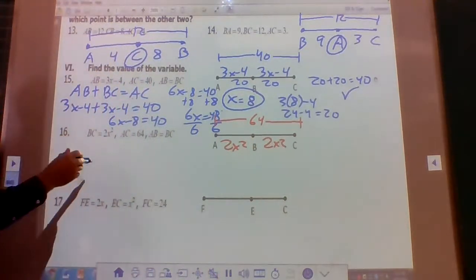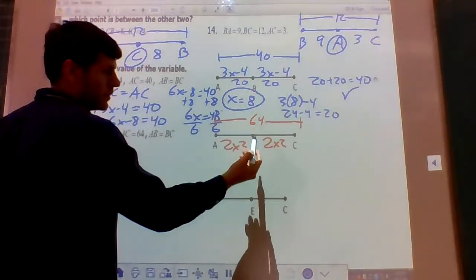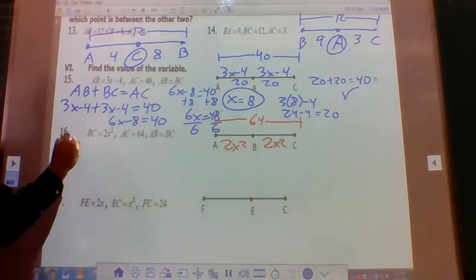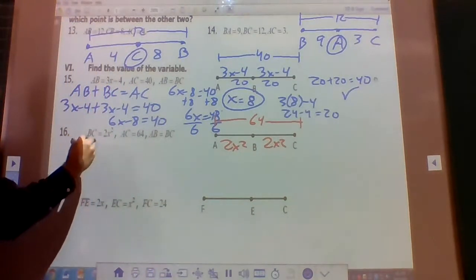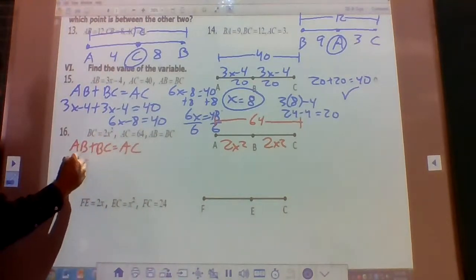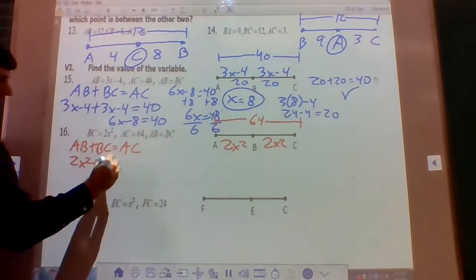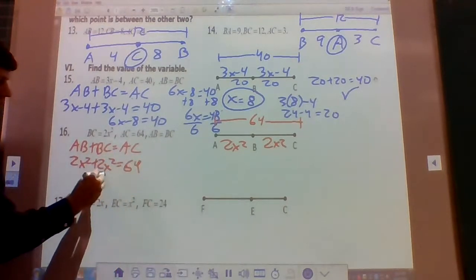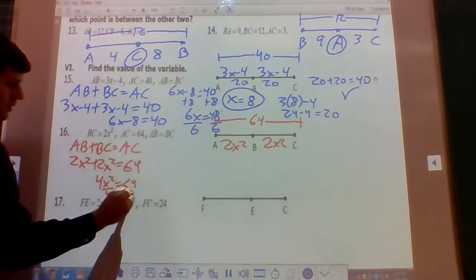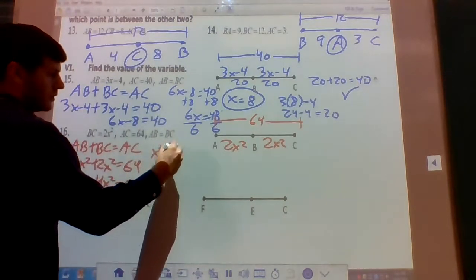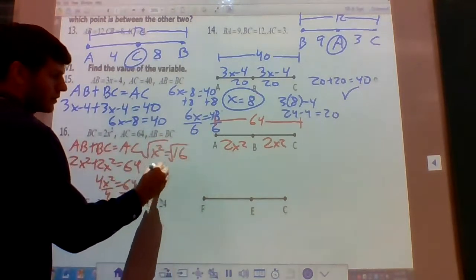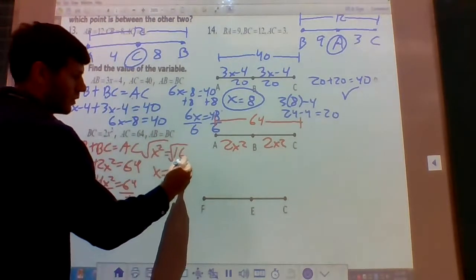So same thing, B is between A and C, so we can use the segment addition postulate to say AB plus BC equals AC. So 2x squared plus 2x squared equals 64. That's going to be 4x squared equals 64. Divide by 4, x squared is going to equal 16. And to get rid of the square, we have to take the square root. So x is going to be plus or minus 4.